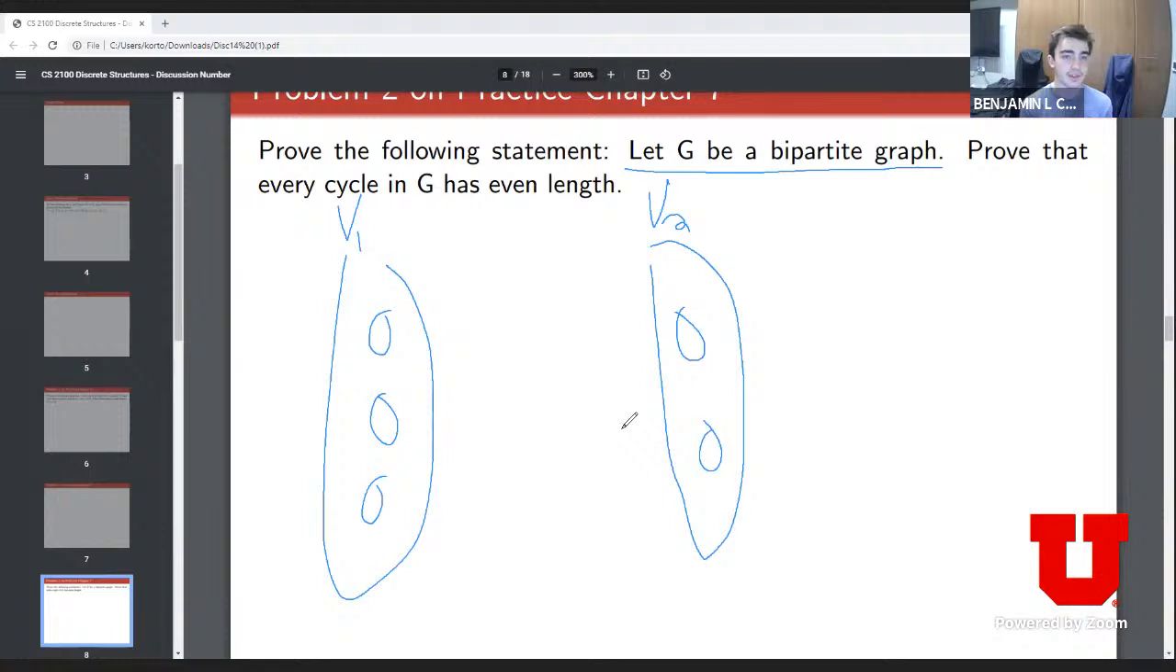So now that we know the definition of a bipartite graph, if a graph is bipartite, how do we prove that every cycle has an even length? I'll give you guys 2 minutes to think about it, and then we'll talk about it.